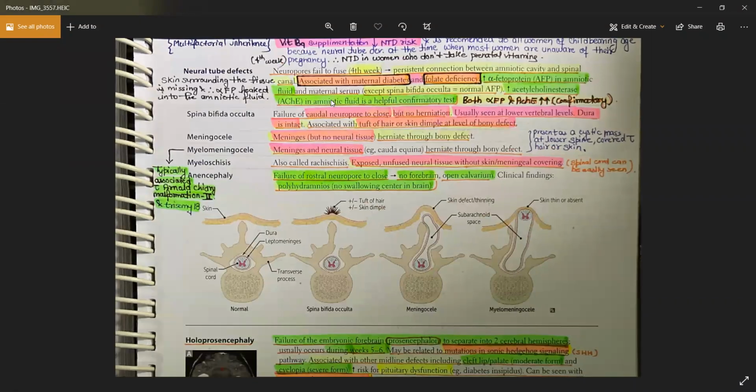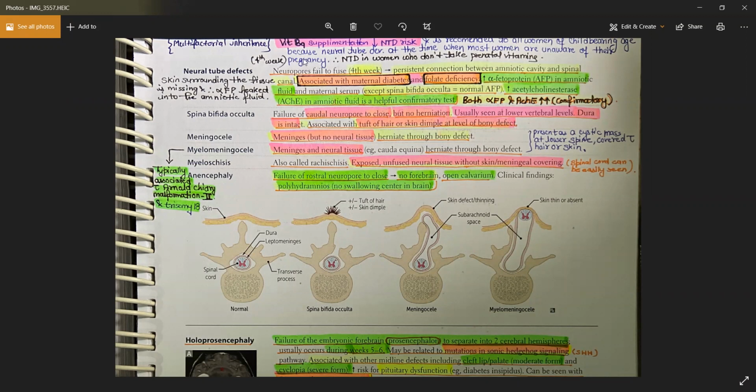Then you have the neural tube defects. You have the spinal cord, and this spinal cord must be covered by the bone, right? Whenever some part of this bone is missing, that means your spinal cord would be exposed to the environment, and you call it a neural tube defect. Now you have the neuropores, which need to be closed within the 4th week. If the neuropores fail to close, the neural tube will remain open, and that can cause the neural tube defects.